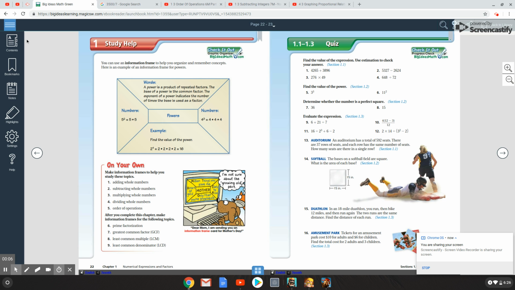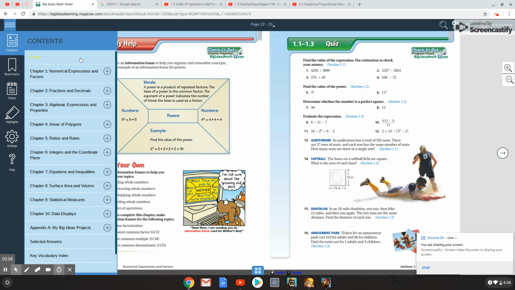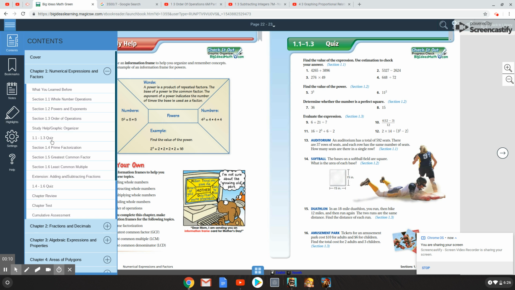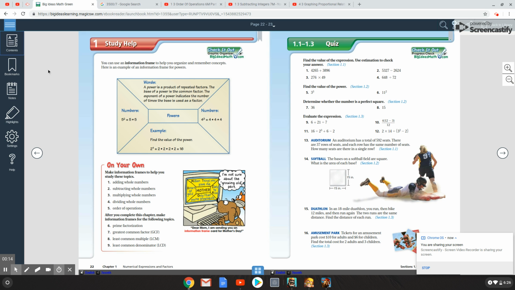As you can see, we are still in Unit 1 called Numerical Expressions and Factors, and today we are doing the 1.1 through 1.3 quiz. As you can see on this first page, it says Study Help. This information frame and all of this stuff, you can do it. It'll help you do better on the test, but I'm not going to show you in this video. So if you want to do it, then go for it. But we're just going to be focusing on this.